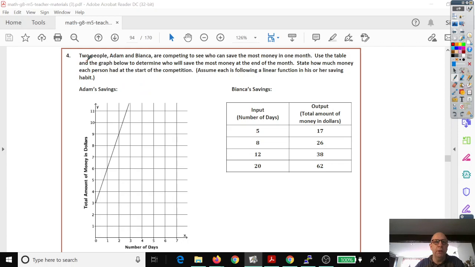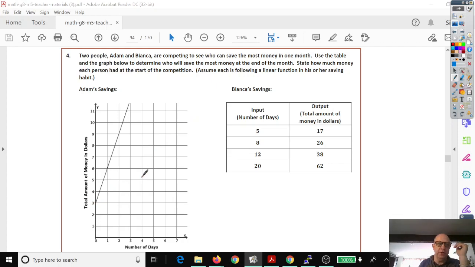All right, so we're comparing two people, Adam and Bianca. They're competing to see who can save the most money in 1 month. So we're going to look at the table and the graph to determine who will save the most money at the end of the month. And the question is asking us to state how much money each person had at the start of the competition. So we need to know where they start from, where they get to, who will make the most money at the end, right? So let's start with Adam.